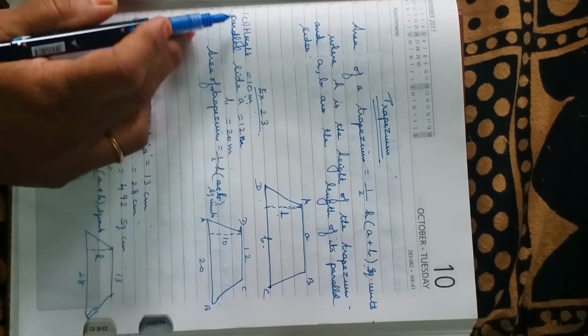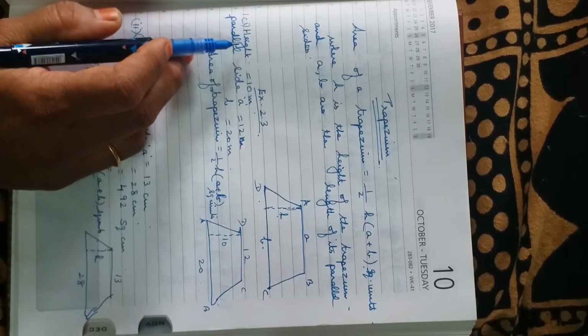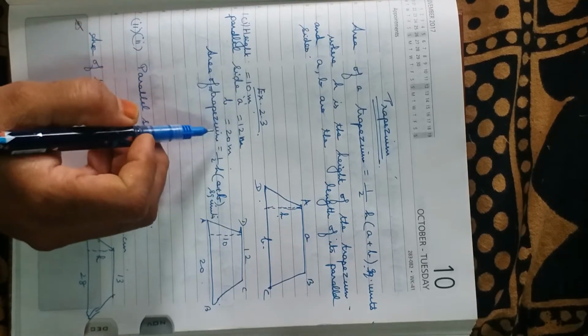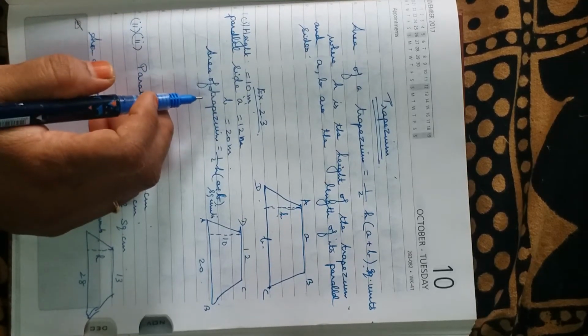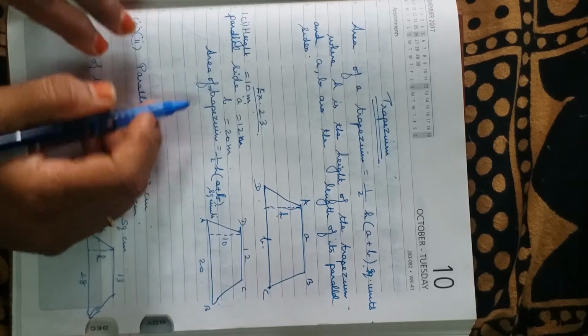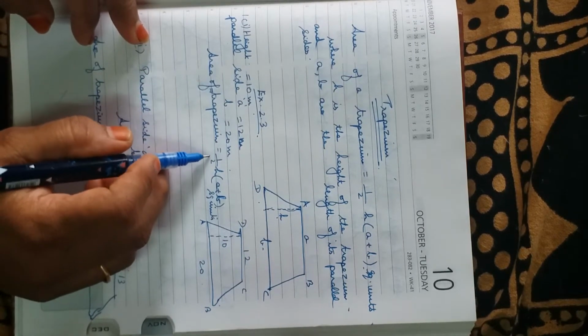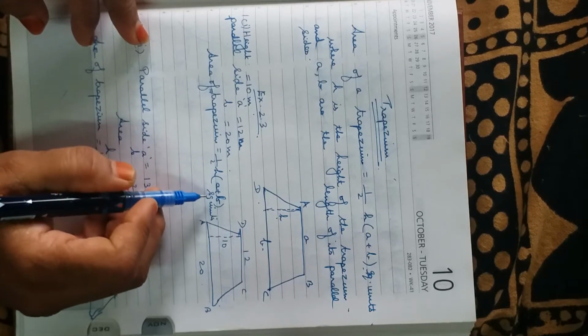Exercise 2.3, first sum, first subdivision. Height is given as 10 meter, parallel sides are given as 12 and 20. You are supposed to find the area of the trapezium. Area of a trapezium is equal to, for each and every sum you are supposed to write the formula, half into h into a plus b square units.